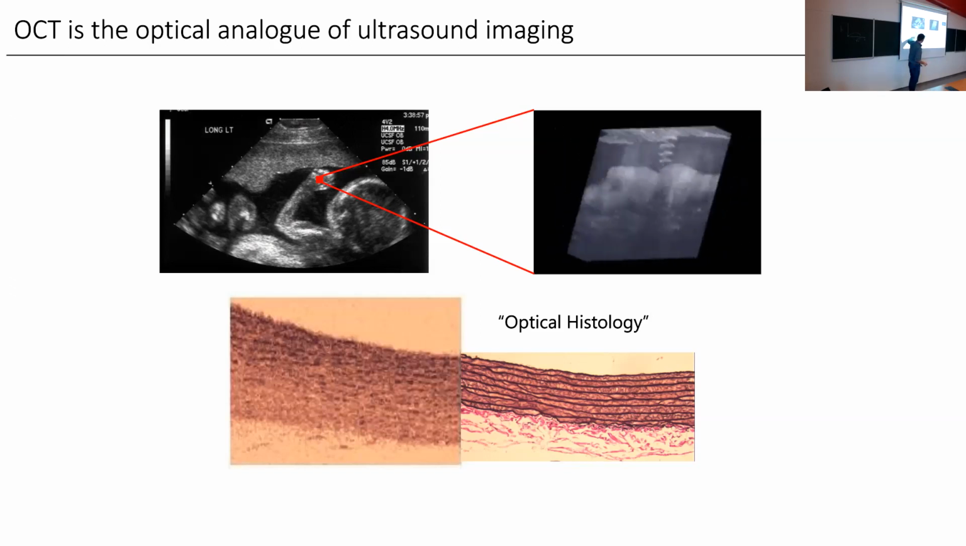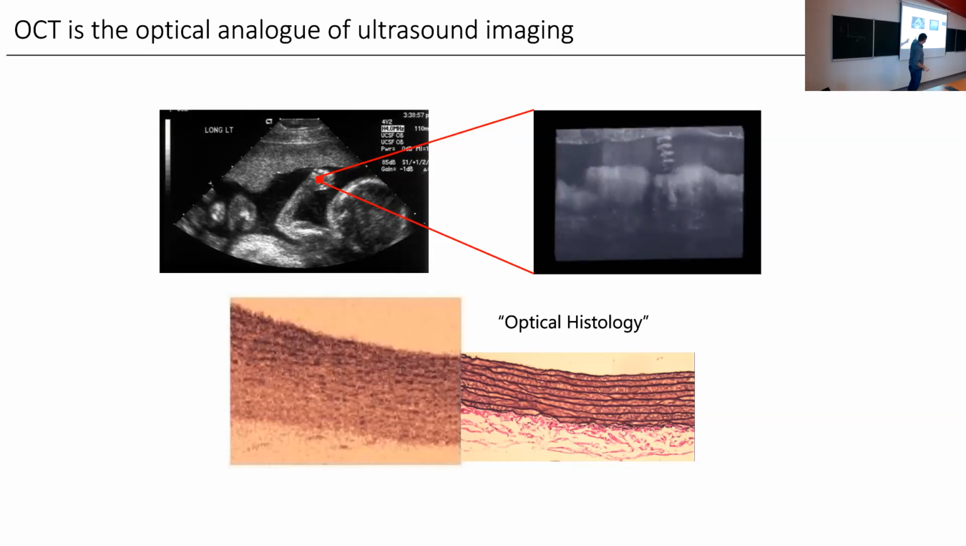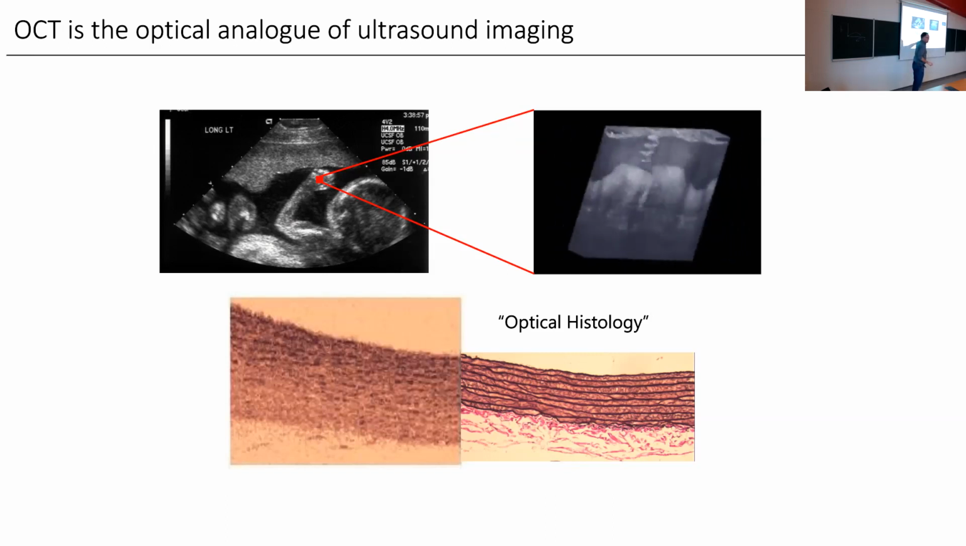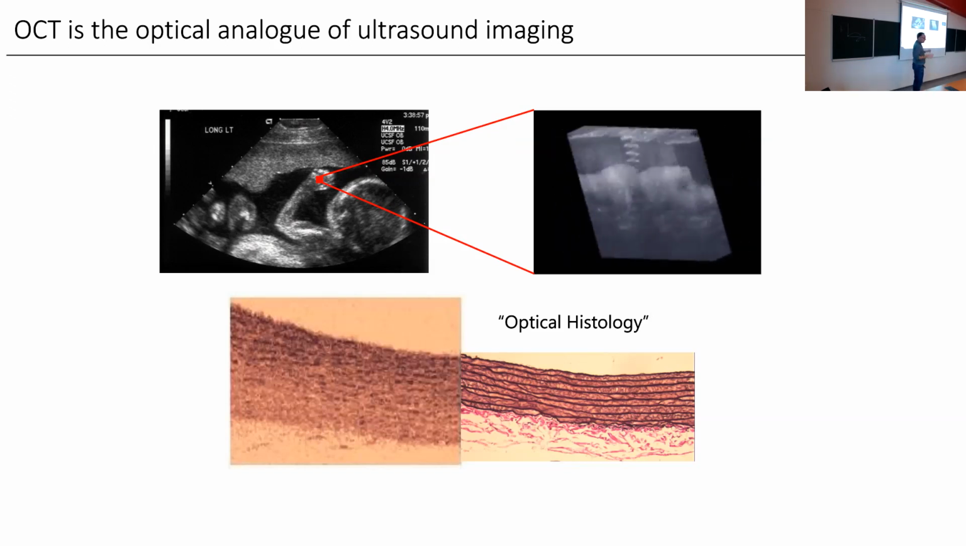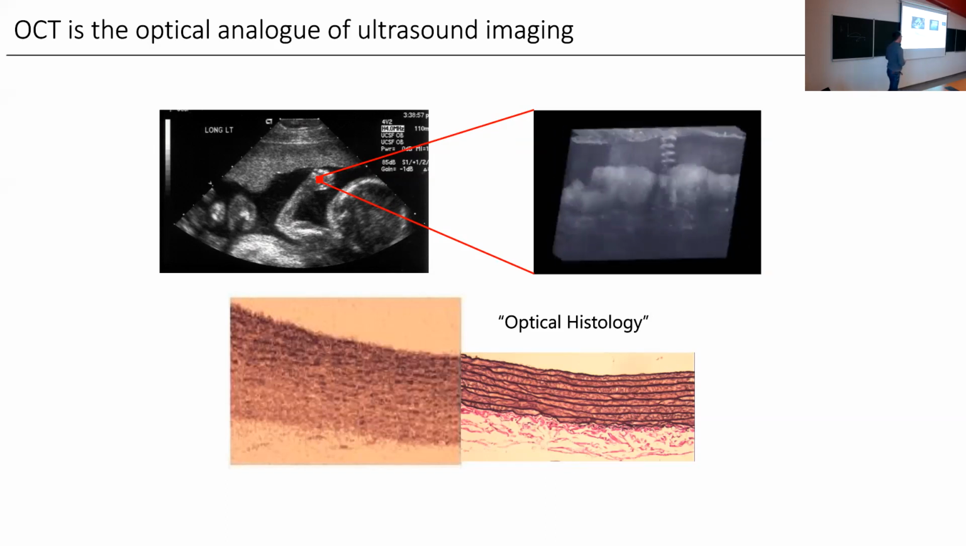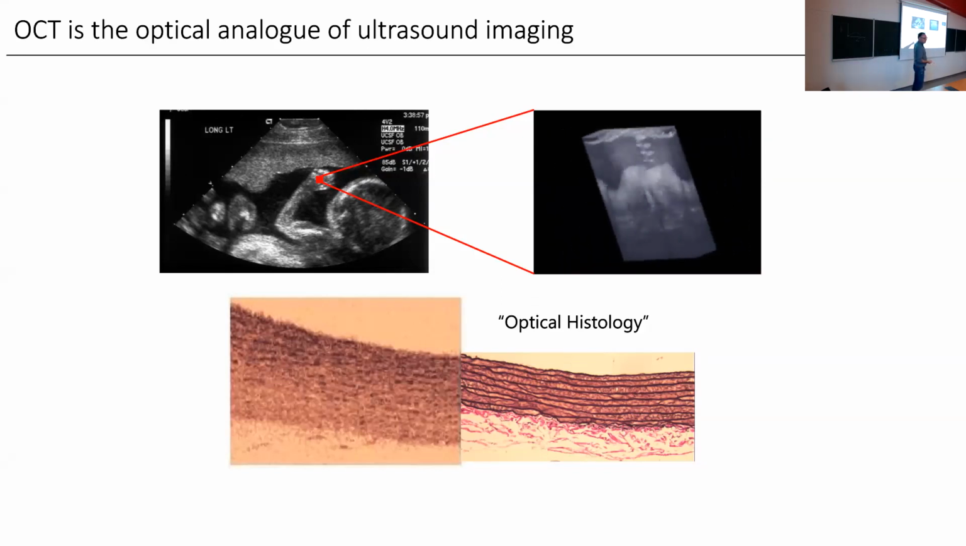Comparing that, it's not as good as the image, but you can see it gives you somehow the same kind of reflection. You see these layers. Ultimately, the goal would be to not have to take this tissue out, but perhaps to get this information while the tissue is still in place.